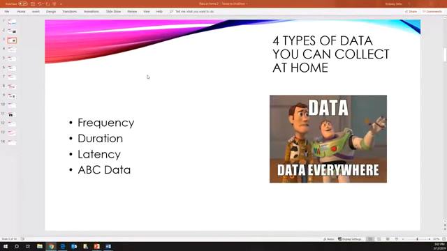So today I was going to go over 4 different types of data collection that you guys can do at home. The first one is frequency. Then we'll talk a little bit about duration, latency, and finally ABC data. This one is one of my favorite types of data collection, and hopefully you'll see why soon.